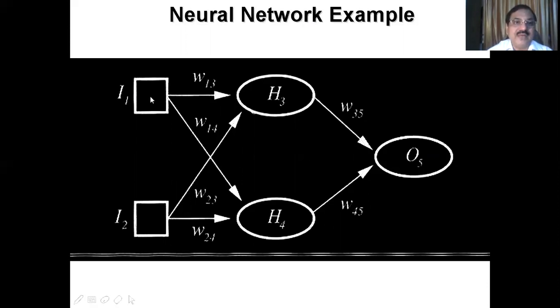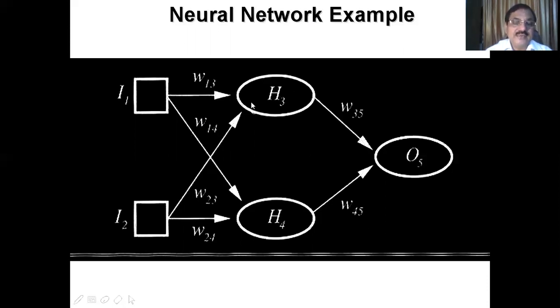Suppose this unit I1 has to pass a signal to unit 3. From 1 to 3 there is a link which connects unit 1 to unit 3. Then they have developed a weight factor, that is W13. If unit 1 is connected to unit 4, there is a link between 1 and 4, and corresponding to this link there is a weight factor, termed W14. Now the second input unit is connected to the third.